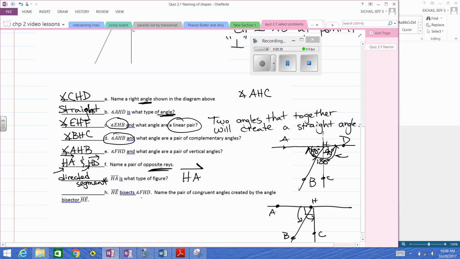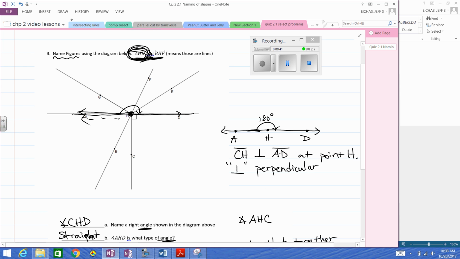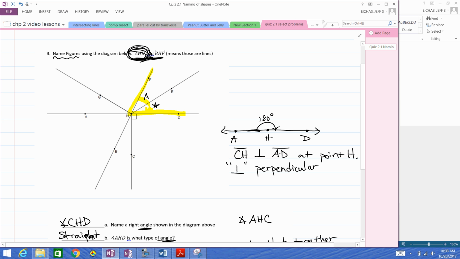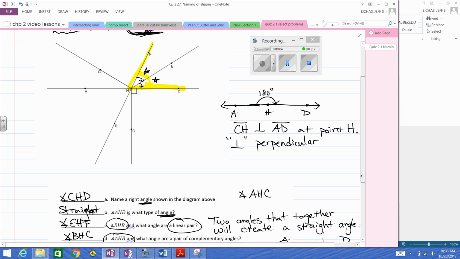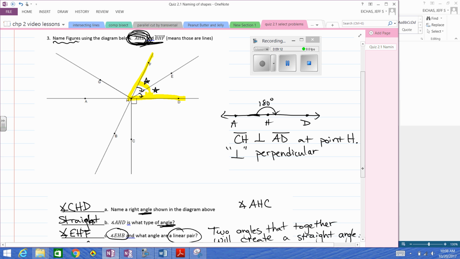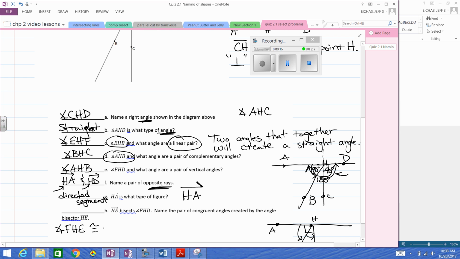All right, HE bisects angle FHD. So we've got to get that down. I start with angle FHD. I'll highlight that. Angle FHD is from here to here. And if HE bisects it, that means you're going to create two angles that are congruent. The one from here to here is going to be congruent to the other one. So we need to name that pair of angles. Angle FHE is going to be congruent to angle EHD.